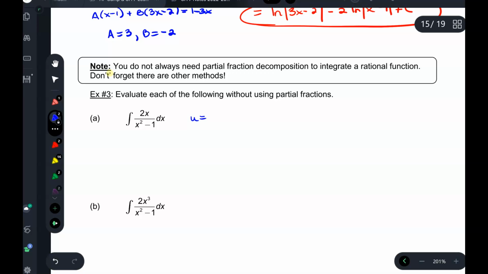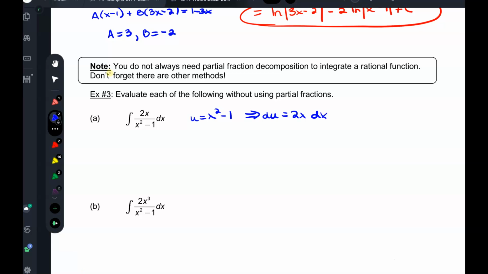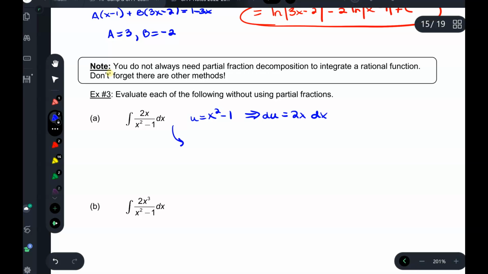We would let u equal x squared minus 1. So that's how you can waste time on this. That's why it's going to be really important. I can look at it and say it's going to be ln of x squared minus 1. Do you need work for that? Not really, because I laid it out pretty nicely for you here.